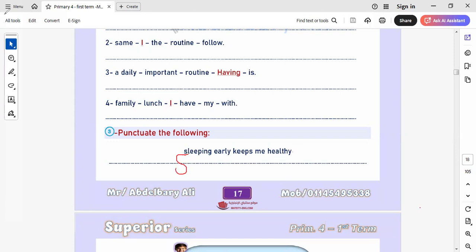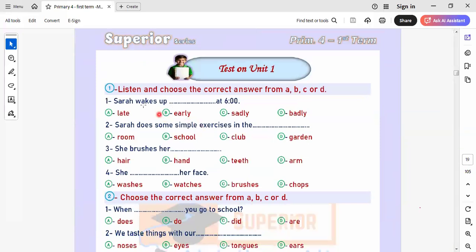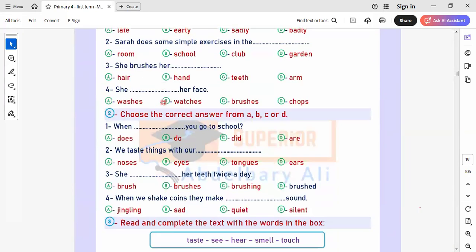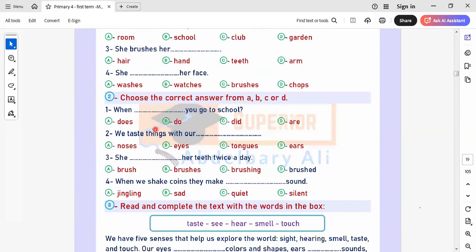Let's do the exercise on this unit. Let's do it together. Here is the listening. This depends on listening. I will leave it because it depends on listening, and I don't have the text of the listening.